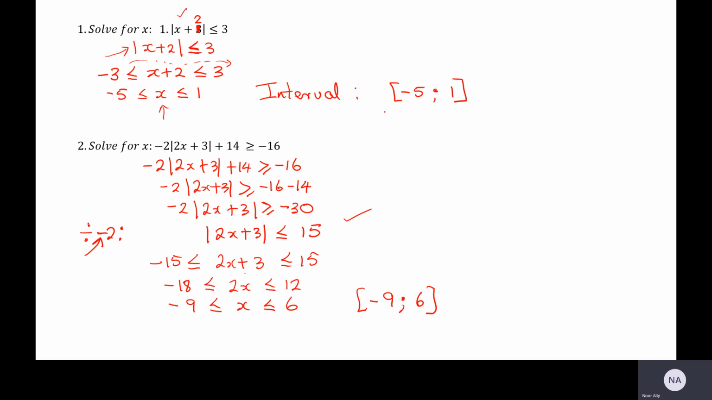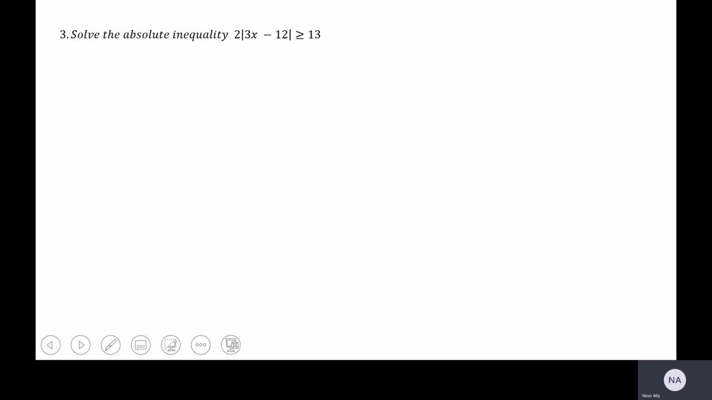So that's solution of absolute value inequalities. We just got one more to solve. Let's have a look at this. Solve the absolute value inequality.